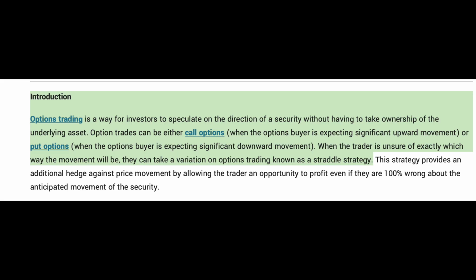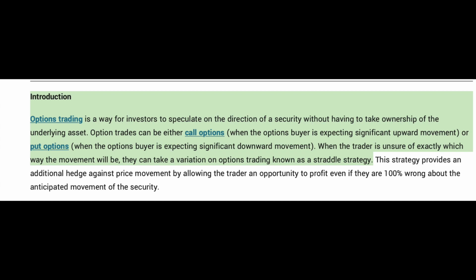Option trades can either be call options, when the options buyer is expecting a significant upward movement, or put options, where the options buyer is expecting significant downward movement. So a call option is when you're basically betting that the stock price is going to go up, and a put option is when you're basically betting that the stock price will go down.